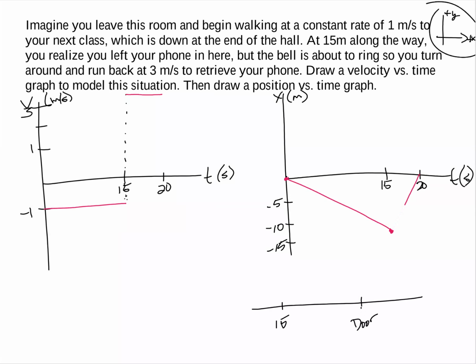And what did we do? We went this way, and then we turned around and came back this way. That's kind of not what we had to do on this problem, but that's the concept of what we did to sketch out the velocity versus time graph and the position versus time graph. That's pretty much what you're doing on the homework for this section. So there you go.